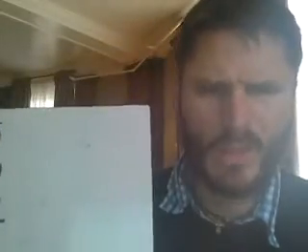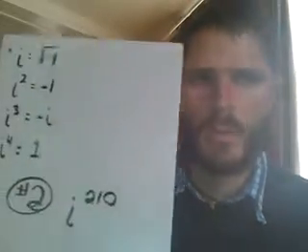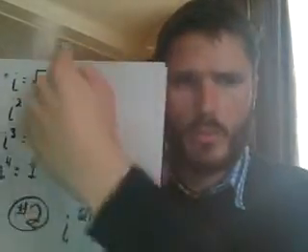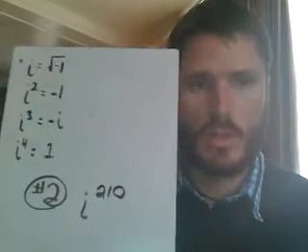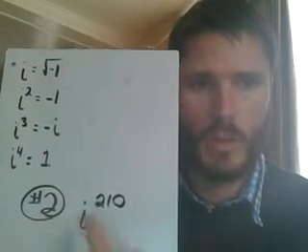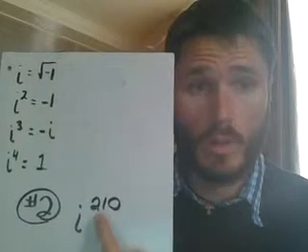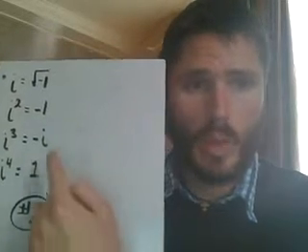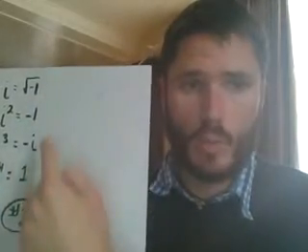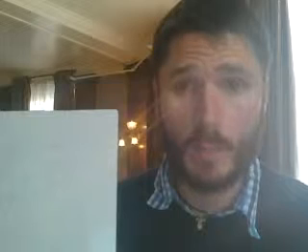Well, if we think about it really carefully, the pattern is by 4s, right? We're just repeating the same 4-step process. So if we take 210 and divide it by 4, then we'll get an idea as to where we are in this 4-step process. 210 divided by 4 is not a whole number. It works out to be like 52 point something.